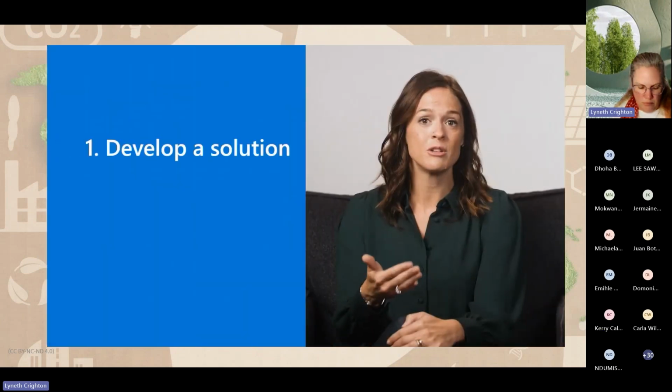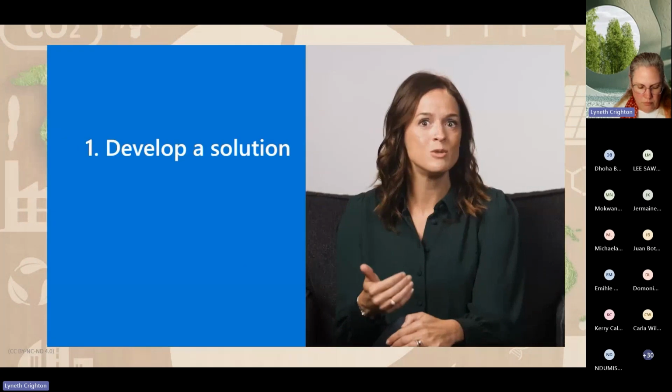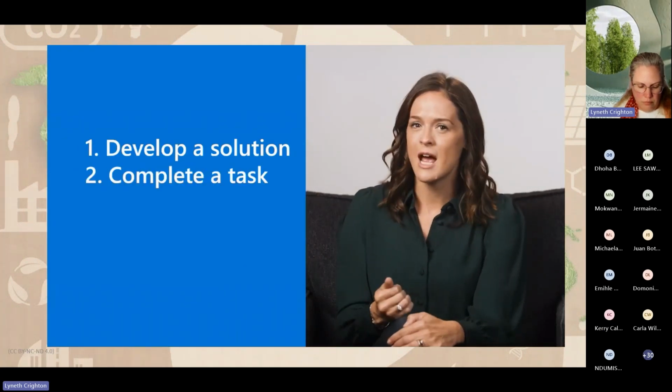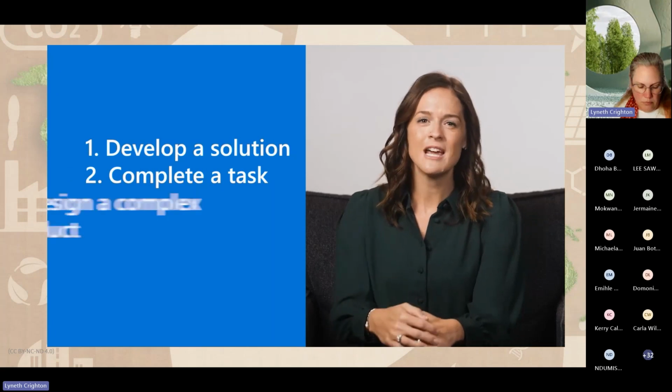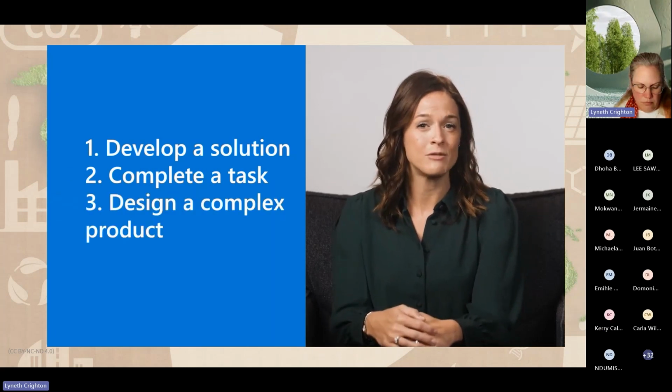The first component of the dimension examines whether learners' work involves problem solving. Problem solving happens when learners develop a solution to a problem that is new to them, complete a task that they have not been told how to complete, or design a complex product that meets a set of requirements. To qualify as problem solving, it must be the main component of the learning activity.